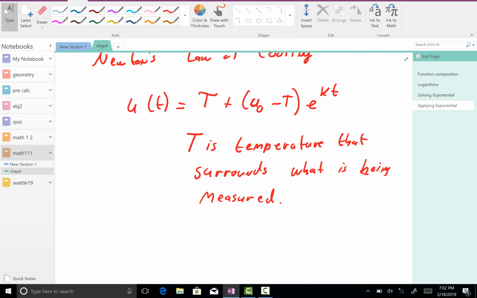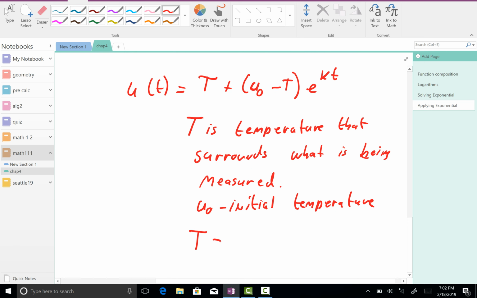U is the initial temperature, U sub 0. And I got T already. And E is E and k is a rate. A negative constant, they're calling it. But it's usually some sort of a rate that's going on there. And t is time.